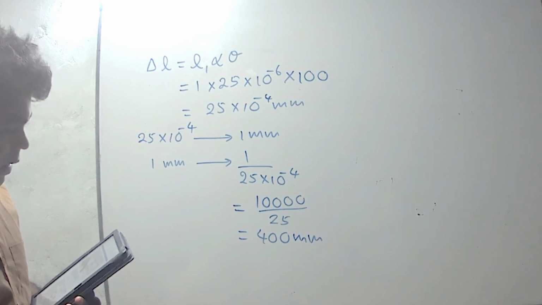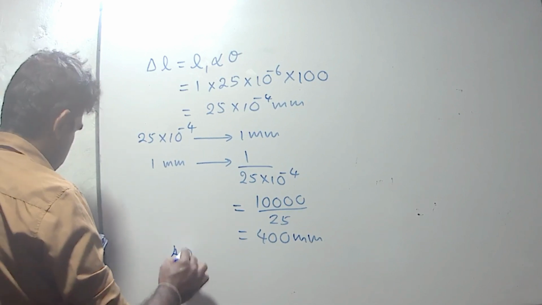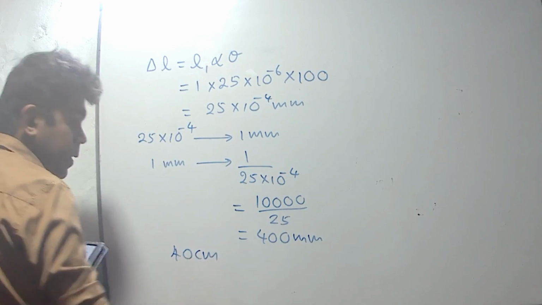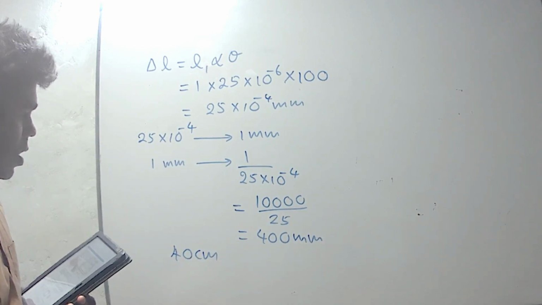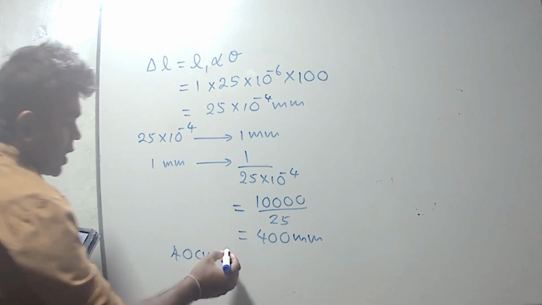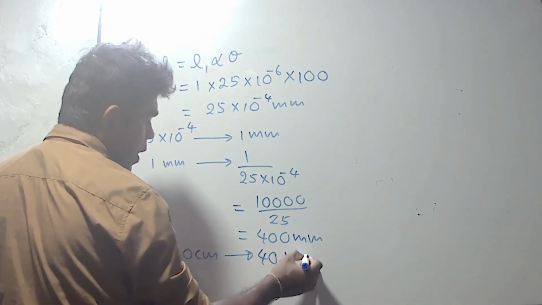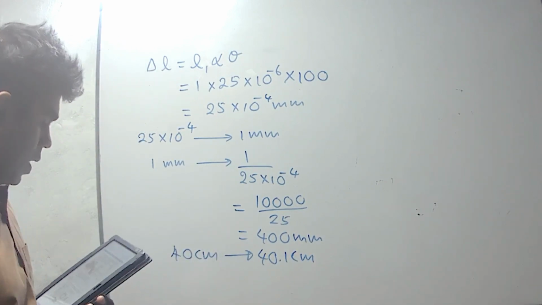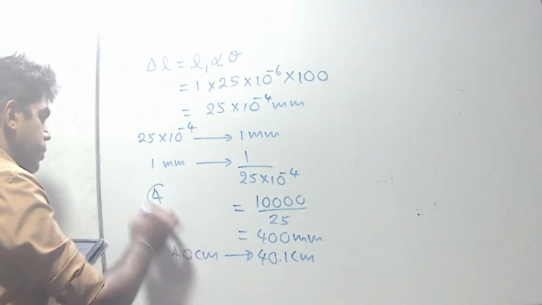Therefore, we can see that the 400 millimeter part, it means the 40 centimeter part of the expanded meter ruler, coincides with the 40.1 centimeter part of the non-expanded meter ruler. Then we can get that the fourth one is the correct answer.